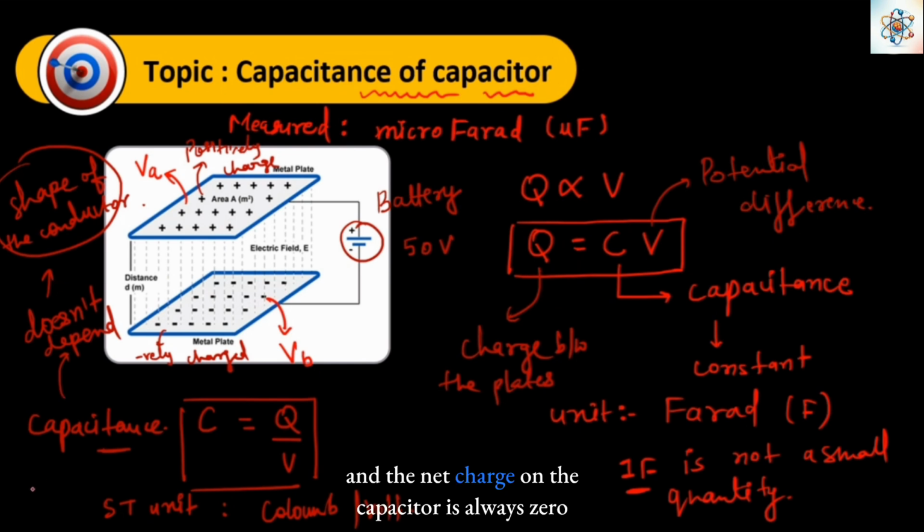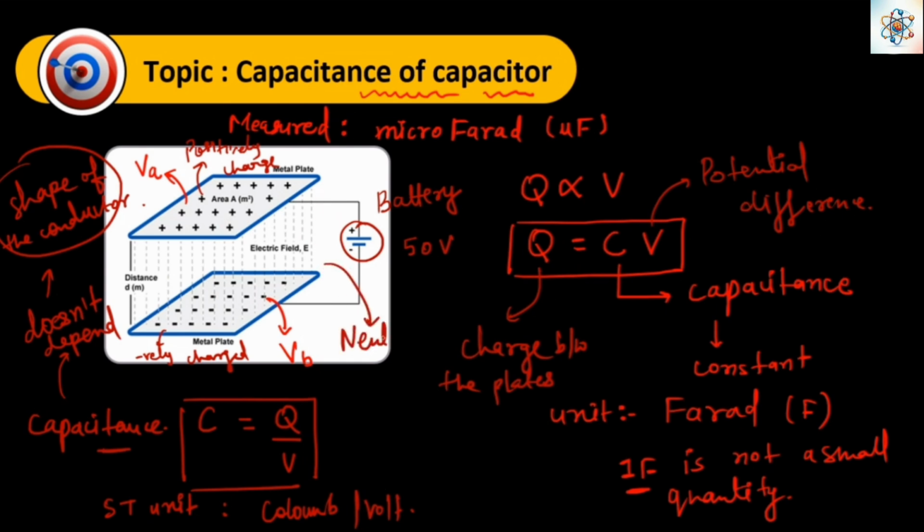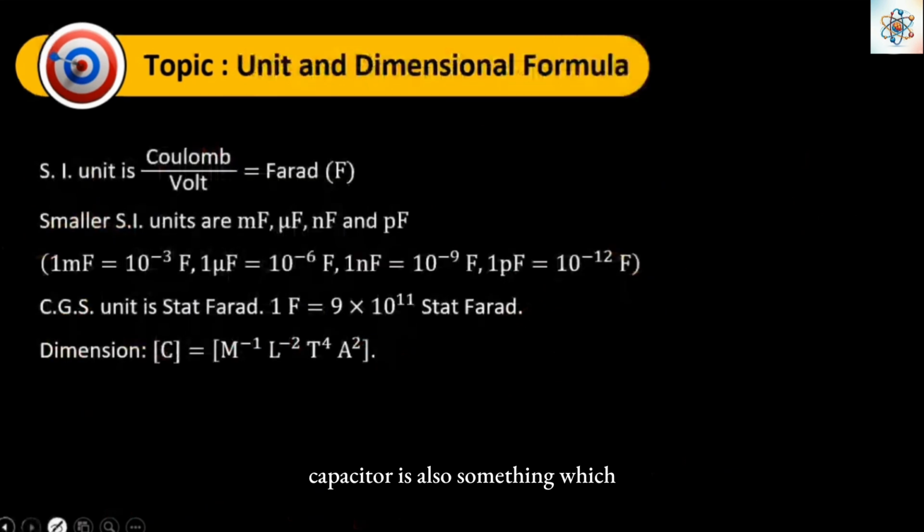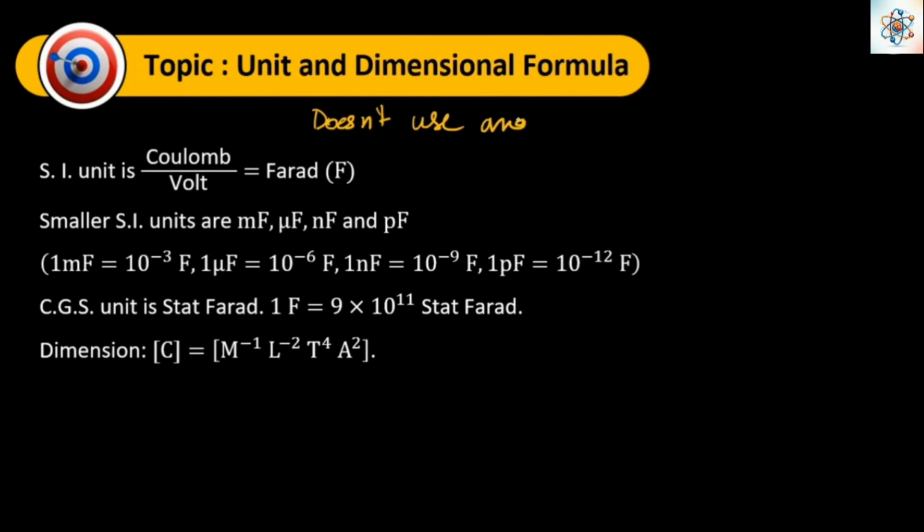And the net charge on the capacitor is always zero. A capacitor is neutral, as delta Q, or you can say Q net, is zero. Actually, there is no net charge. It is neutral, but still it can do so many things for us. A capacitor also doesn't use energy for itself, so actually we are not losing anything.